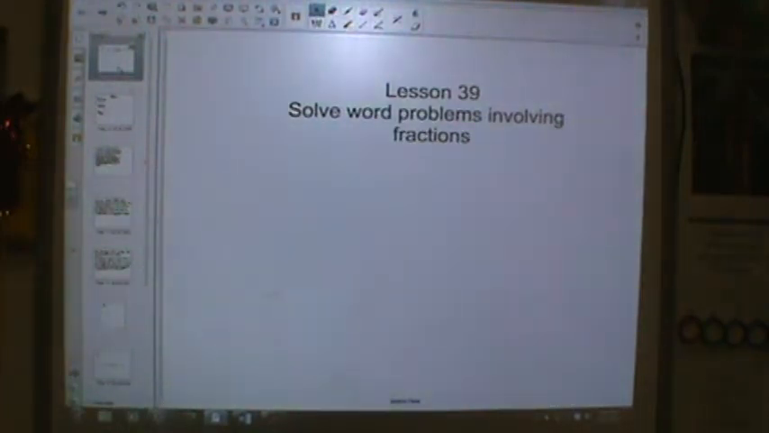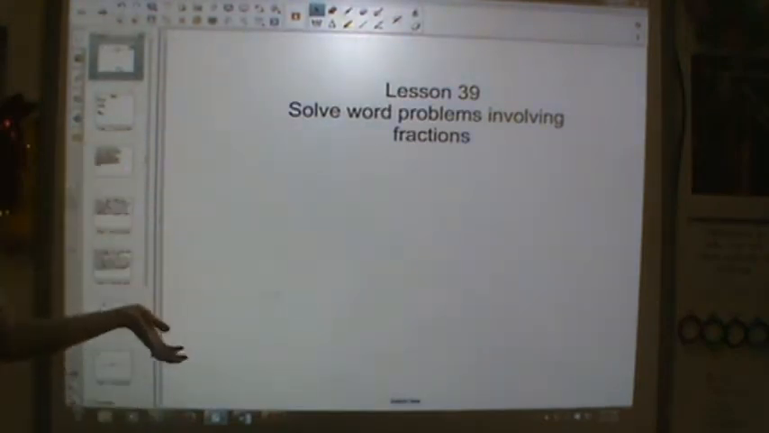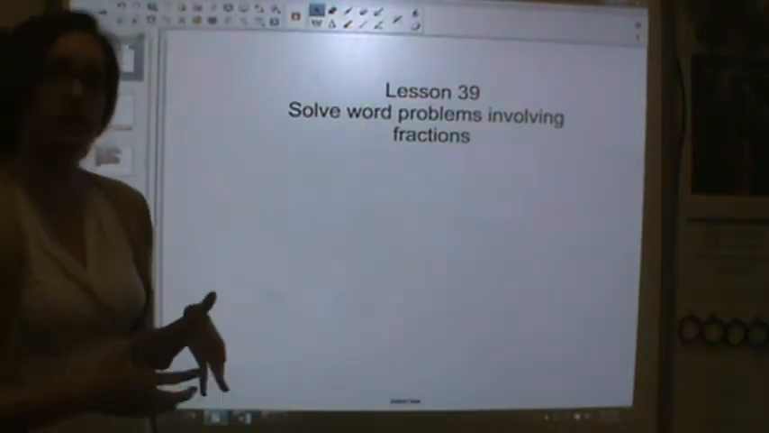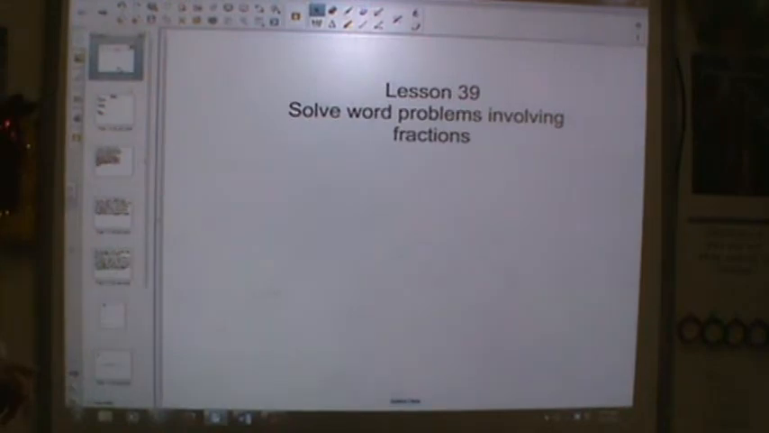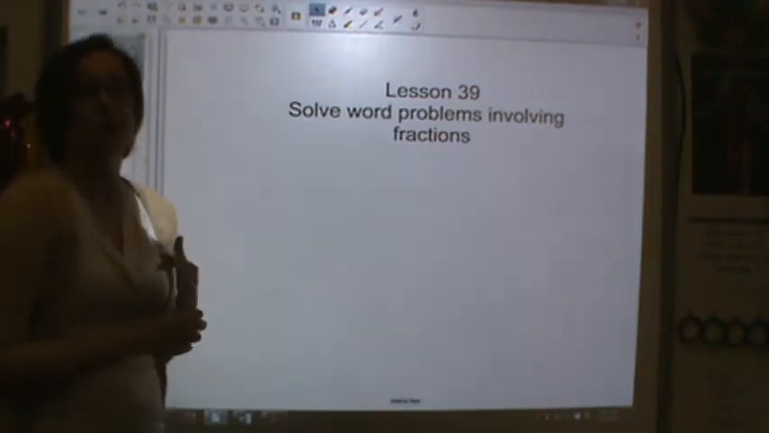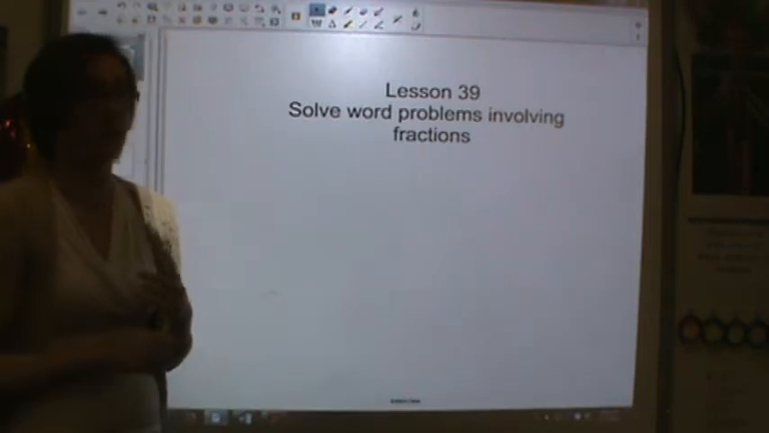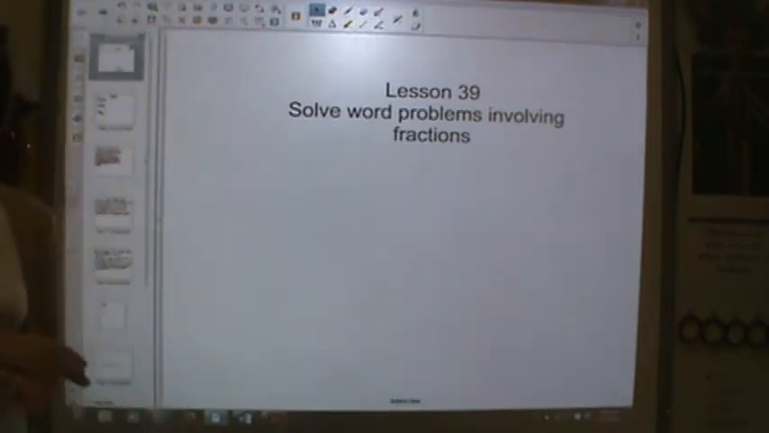Hey guys, this is lesson 39. We are going to be solving word problems involving fractions. This specific lesson, you do have a worksheet that goes with it, so you can go ahead and take that out. But in addition to that worksheet, please make sure you have your notebooks because you will be writing down everything that's on the board. So I will expect you to write down the word problems if you don't have them copied onto your paper. If you like, you can use the back of your paper to take notes this time if that helps you.